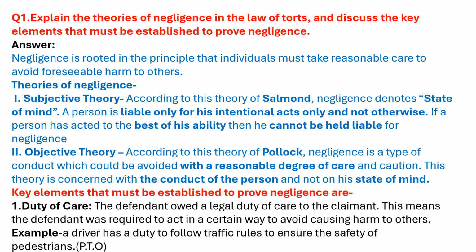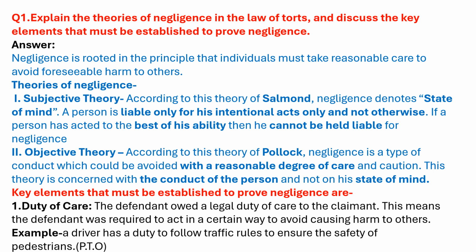Theories of negligence. One is the subjective theory, given by Salmond. According to this theory, negligence denotes a state of mind. A person is liable only for his intentional acts and not otherwise. If a person has acted to the best of his ability, then he cannot be held liable for negligence.